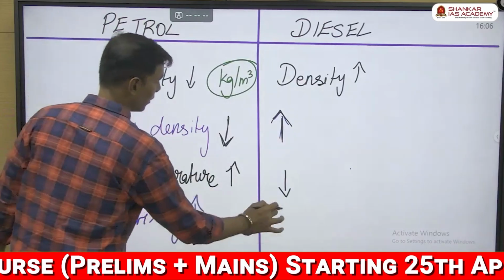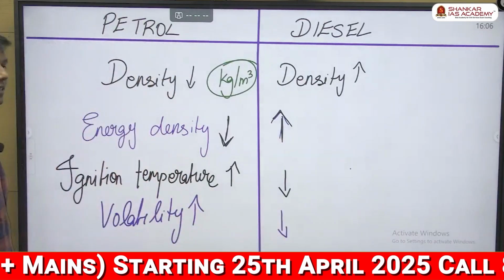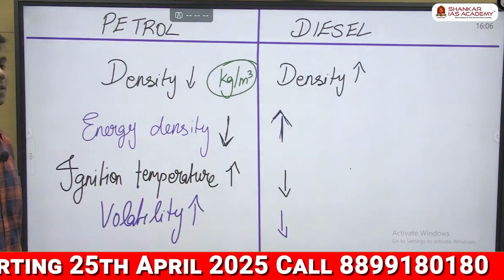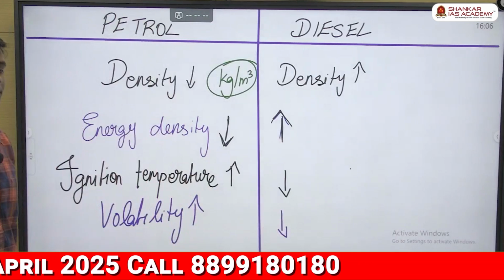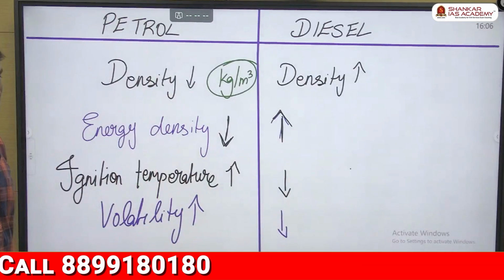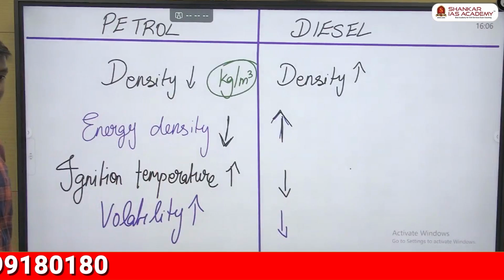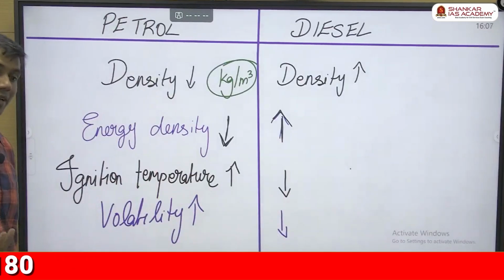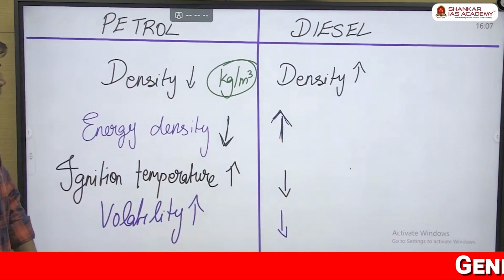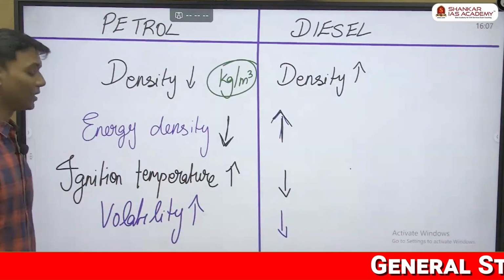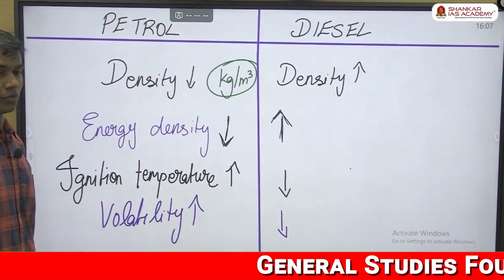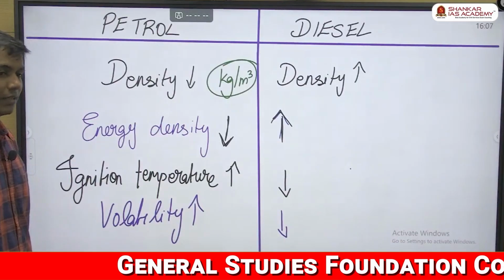Highly volatile, less volatile. Since diesel is less volatile, it won't easily catch fire. But petrol is highly volatile. It quickly turns into vapor. It mixes in air. So a small spark, what will happen? It will catch fire. Which has higher ignition temperature? Petrol. But at the same time, which has higher volatility? Petrol. So which will catch fire easily? Petrol.